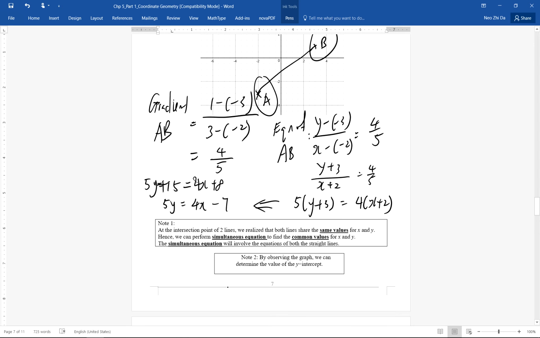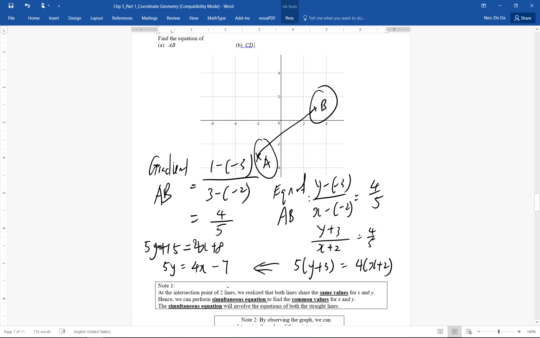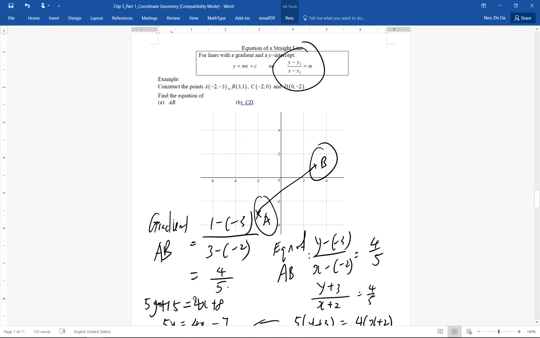Next, if we were to construct the other line, CD, with C at negative 2, 0, and D at 0, negative 1. Now, you realize that these two lines will actually intersect. So at this point of intersection, the question is, how do you find this point?